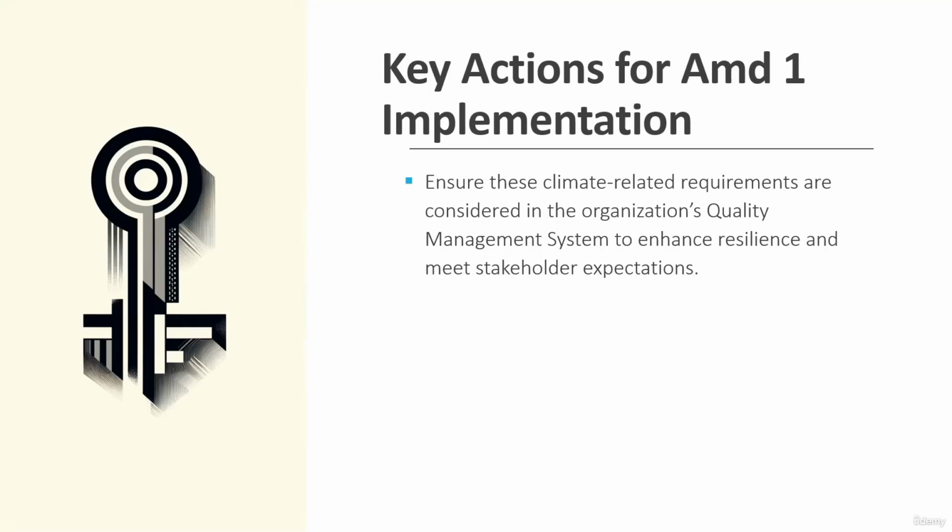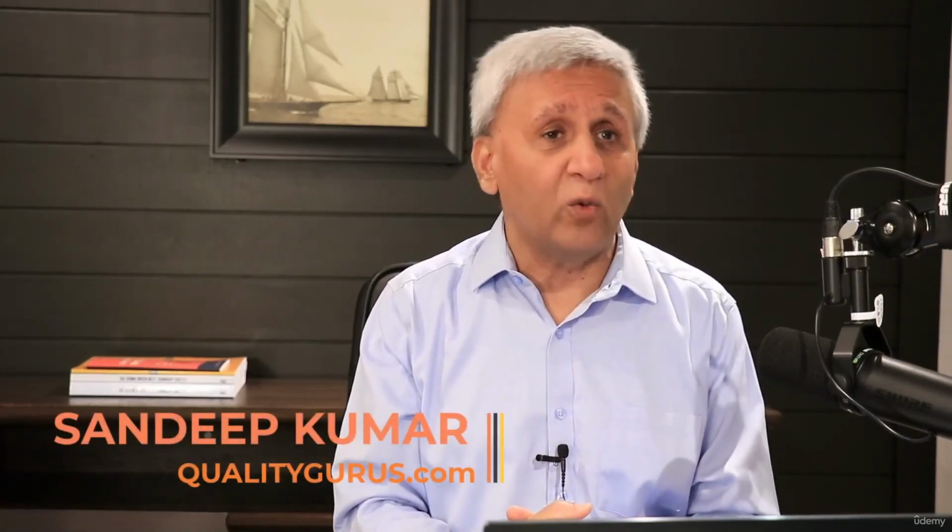Now, just to wrap up amendment 1, here are the key actions which you might want to take. It's a simple statement: ensure that climate related requirements are considered in the quality management system of the organization. So with this, we complete this portion where we looked at amendment 1 which was issued in 2024 to the ISO 9001:2015 version.